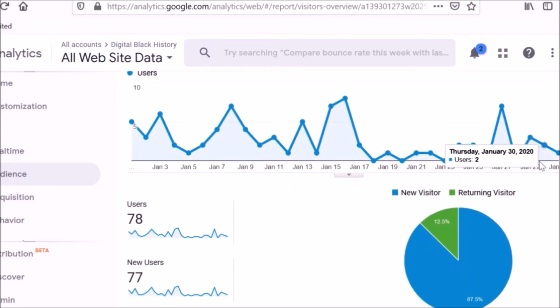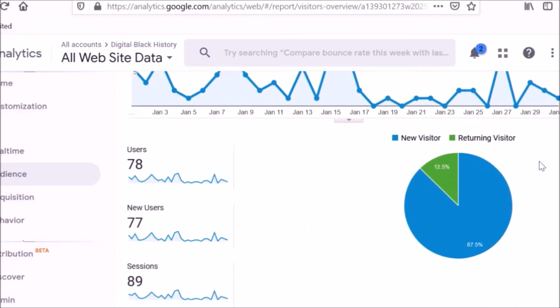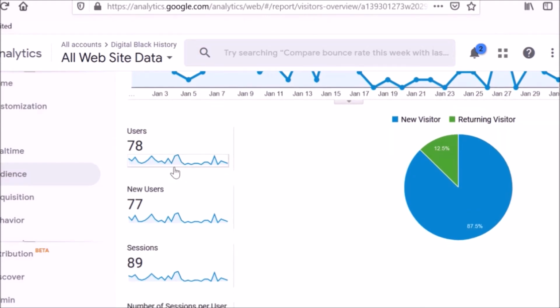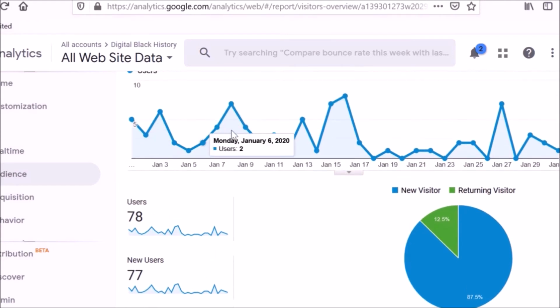As we scroll down further, there's even more information that we can take a look at. Over here on the right, it just gives me more information about the users. So this is the same graph as what we saw up here.